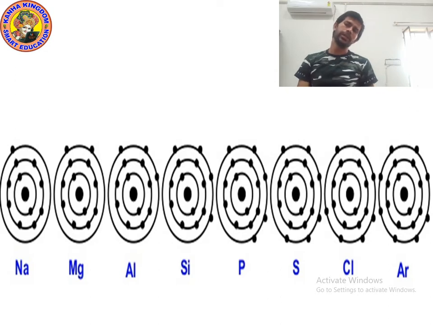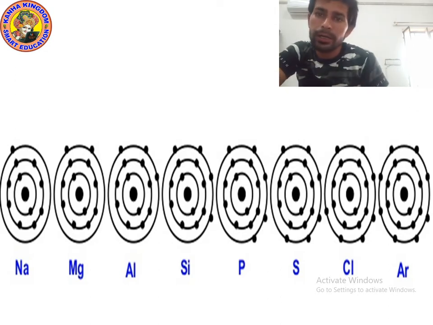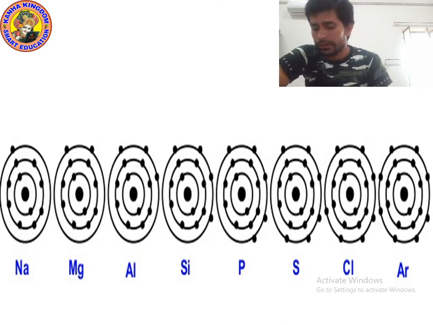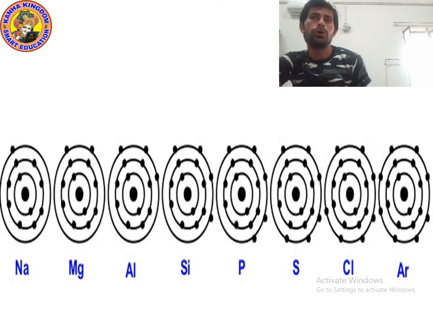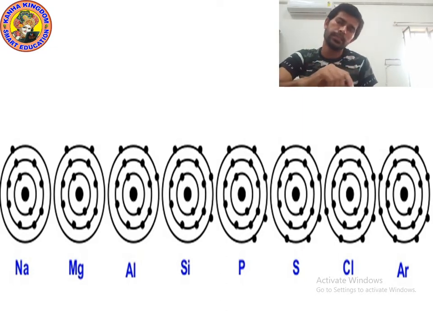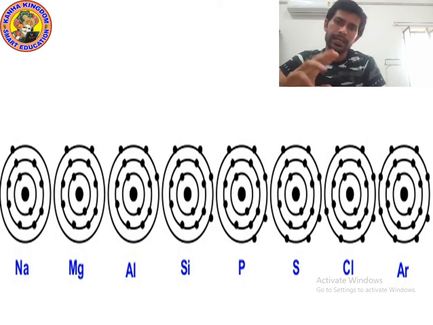Now let's talk about magnesium. The symbol for magnesium is Mg. How many electrons are present in magnesium? Yes, in magnesium 12 electrons are present. So we will draw 2 dots in the first circle, which means we will fill 2 electrons in the first circle.